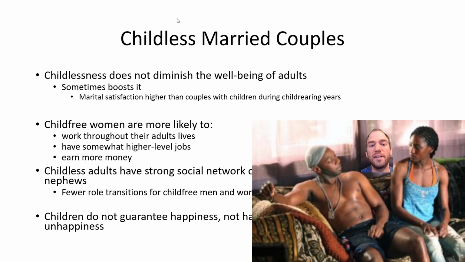So the idea here is that childless adults can still develop strong social networks, and ultimately having children or not having children does not guarantee happiness either way. And there's obviously variation of developmental trajectories for both couples with children and childless couples.